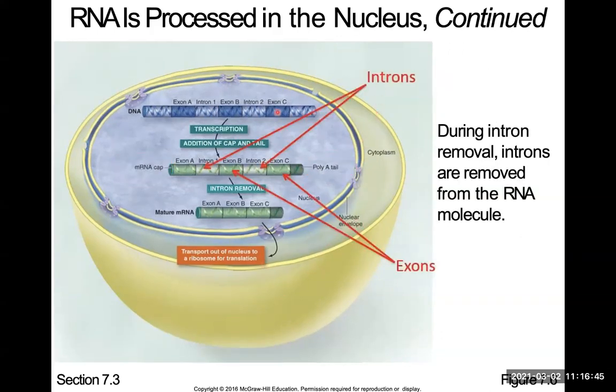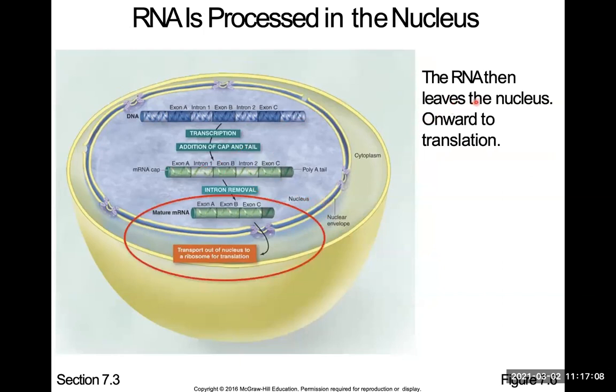Here you can see the introns and then the exons. During intron removal, introns are removed from the RNA molecule, and then you have the mature mRNA molecule with the poly A tail and mRNA cap that leaves the nucleus. So we have completed transcription. Now the translation needs to take place in the cytoplasm, and that's where the information is going to go. Any questions on transcription? No questions?